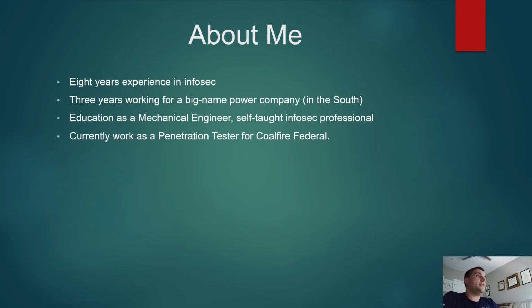A little bit about me. I have 8 years experience more or less in InfoSec. I started off my career with a power utility. It's a big one in the South. I'm educated as a mechanical engineer, but I've taught myself pretty much everything I know in InfoSec, and I currently work as a penetration tester for Coalfire Federal.